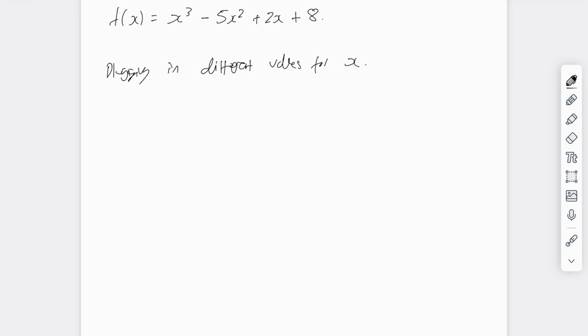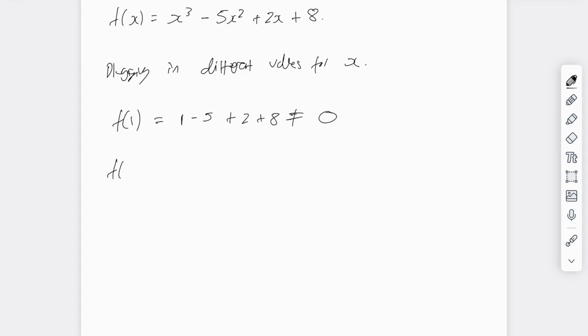Well, what's f of x? f of x is equal to x to the power 3 minus 5x squared plus 2x plus 8. Now we try plugging in different values for x. f of 1, what does it give me? 1 minus 5 plus 2 plus 8. That is not going to give me 0.